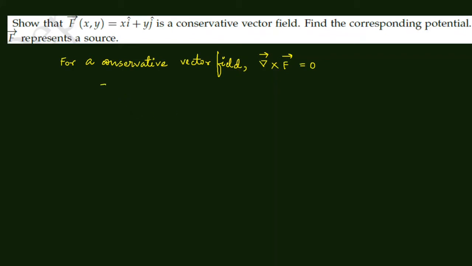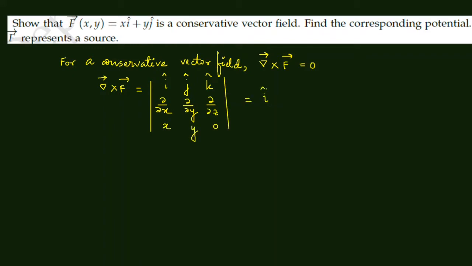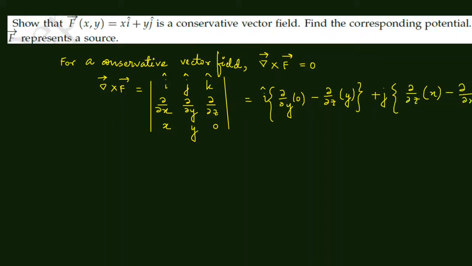Now, first, to prove that it is a conservative vector field, you have to show that curl of F is equal to 0. So, you will write the corresponding components of the del operator, and then you will write down the components of the F vector, and then you see del y of 0, then the other is del z of y, and del z of x, del x of again 0, then del x of y minus del y of x. So, you see that all the terms will give you 0.